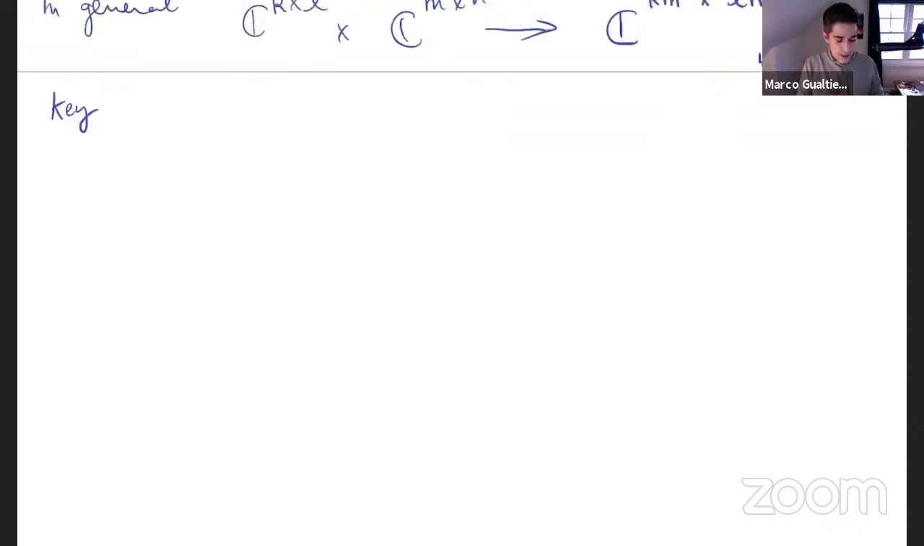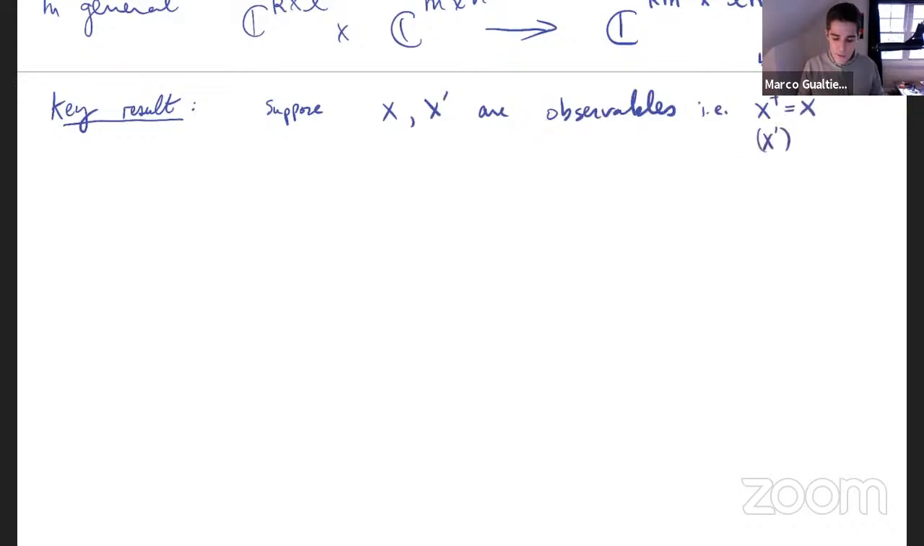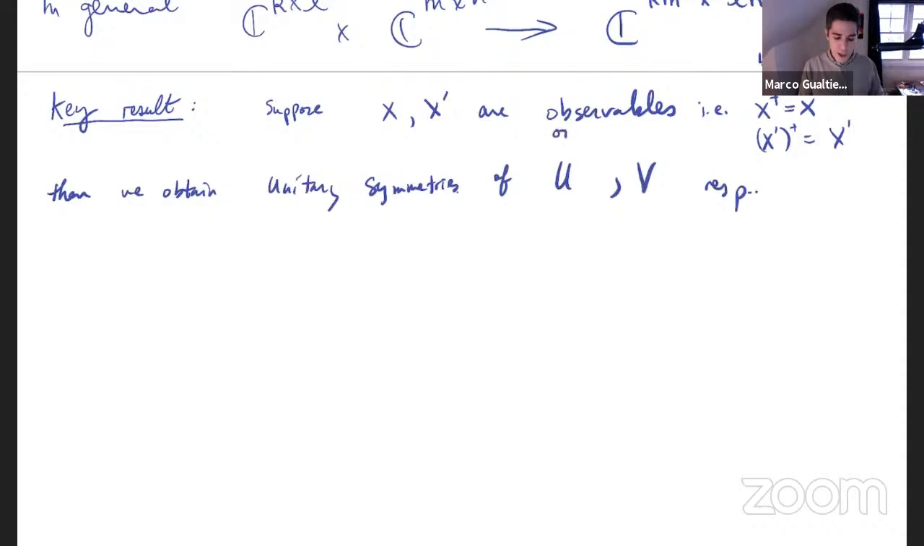So the key result to keep in mind, if I can get my pen to agree to write it: suppose that x and x prime are observables, meaning that x is self-adjoint and x prime is self-adjoint. Then we obtain unitary symmetries of, let's say, U and V respectively. Let's say these are observables on U and V.